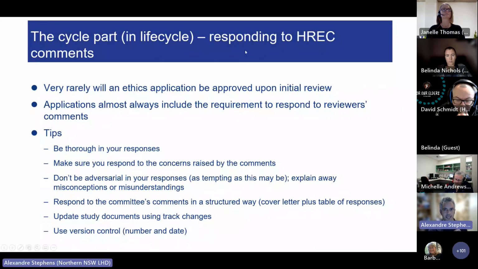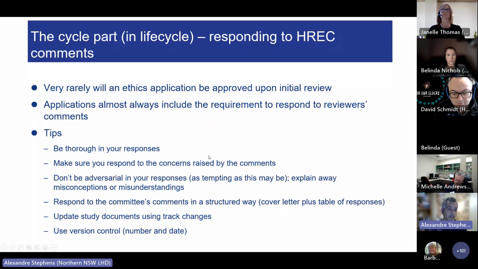Very briefly, at the end here, I'll talk about responding to HREC comments, which in my view is the cycle part in life cycle. Very rarely will an ethics application be approved upon initial review by the committee. It typically always requires another round of review. So invariably, applicants will need to respond to reviewers' comments.